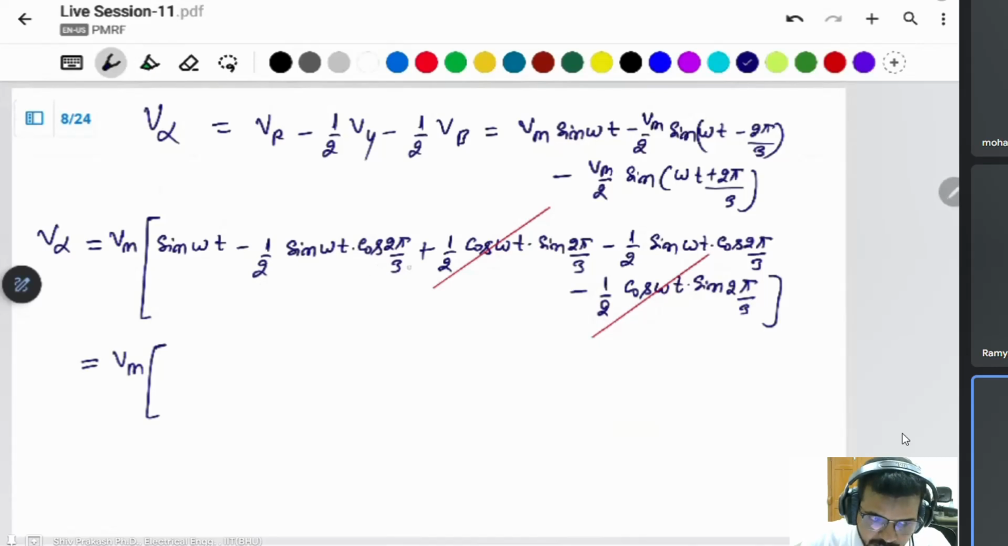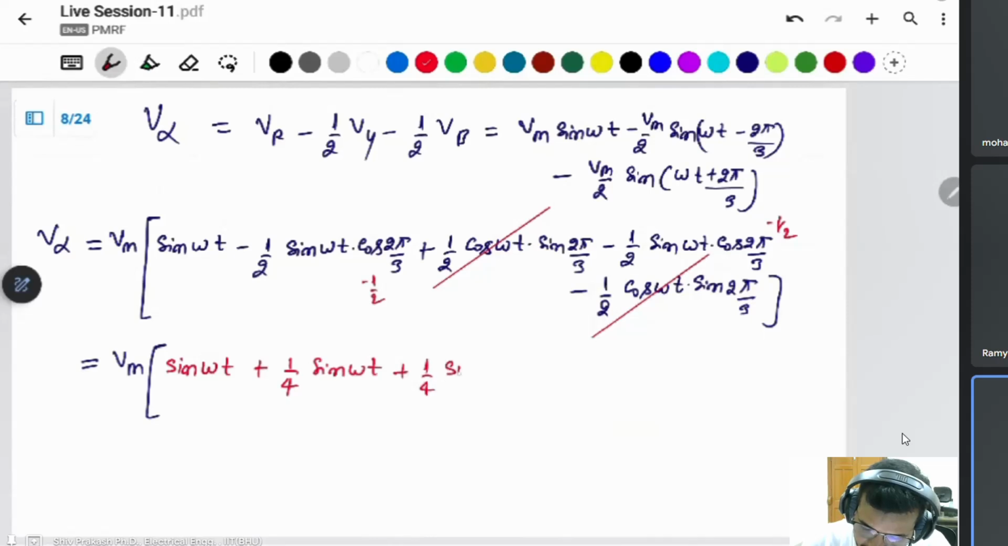Then cos of 2 pi by 3 is cos of 120 degrees, minus half. This will be minus half. I have written directly here, minus half. This is also minus half. The minus half, 1 by 4, 1 by 4 here, minus half. Then this will be sin omega t. Minus will be positive, 1 by 4 sin of omega t. Minus is positive, plus 1 by 4 sin of omega t.